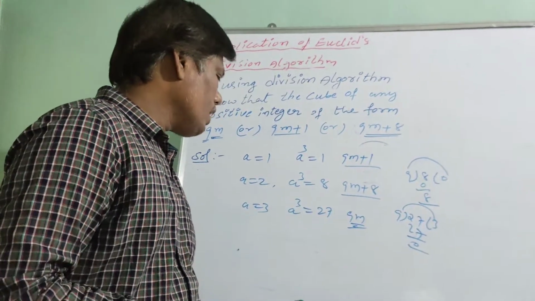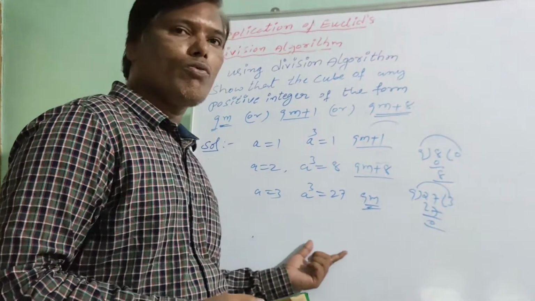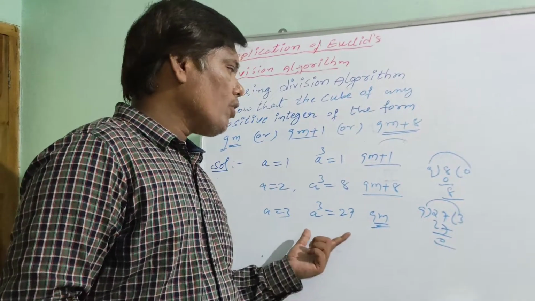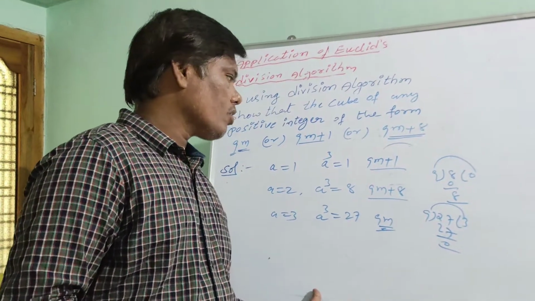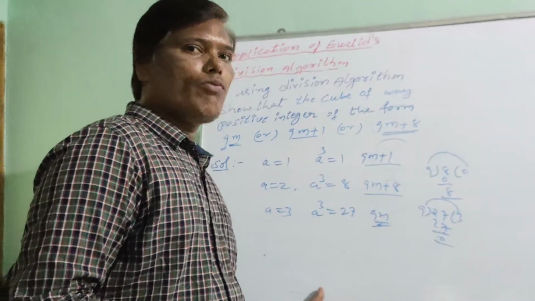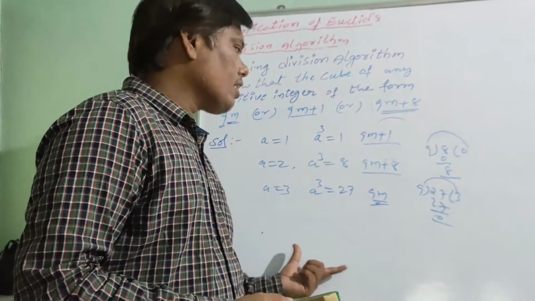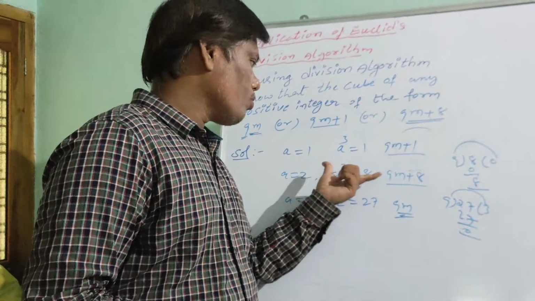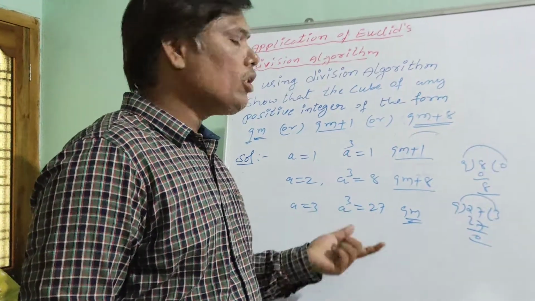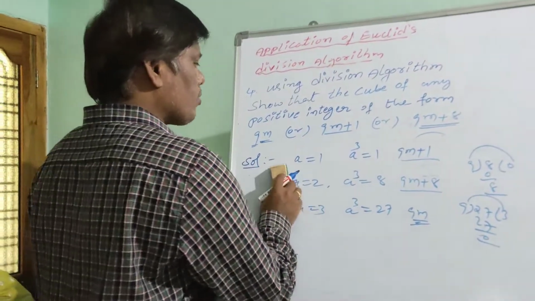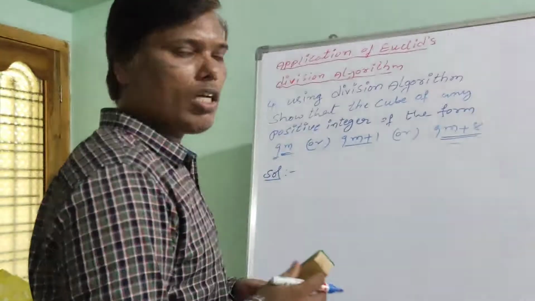But if we proceed to the next perfect cubes, 4 cube 64, 5 cube 125, we don't know whether we get these forms or not. I think we do, but this is not the right way of verifying or proving the statement by choosing just a few perfect cubes. We have to prove this by using Euclid's division algorithm. Let us see how we prove this using Euclid's division algorithm.